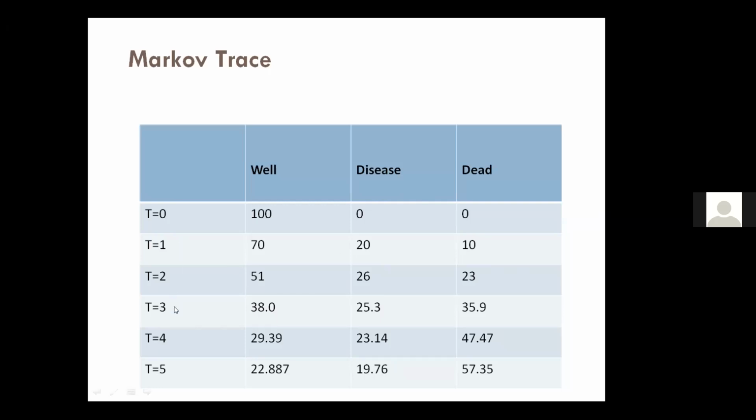Gradually, as you move along the cycles, the number of well people will be less and less, and the number of dead people will be more and more. So if I take a cycle of say 50 years and a cohort of 100 people, at the 50th year, probably I will not find anybody well or diseased. Everybody will be dead anyway at that time.